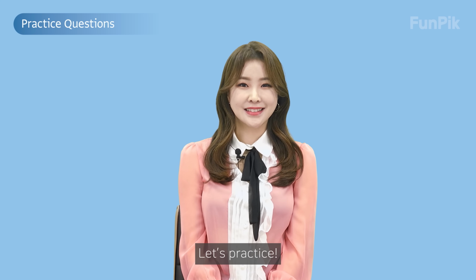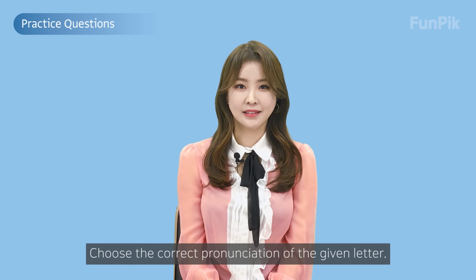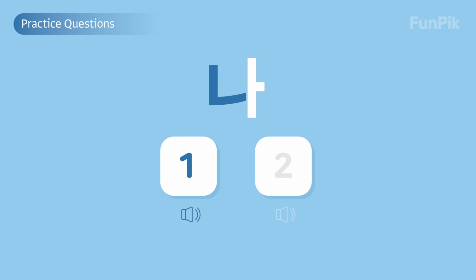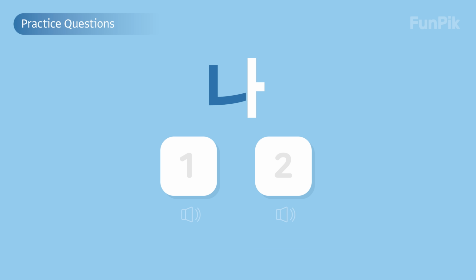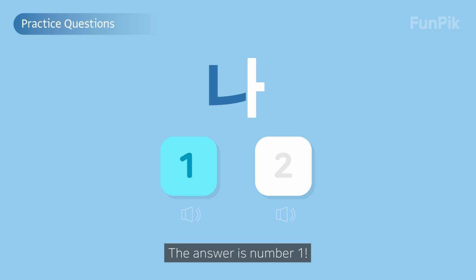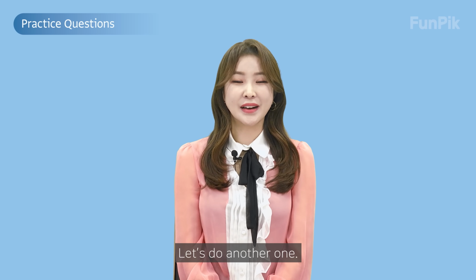Let's practice. Choose the correct pronunciation of the given letter. Number 1, 나. Number 2, 마. Can you guess the answer? 정답은 1번. The answer is number 1. 나. 여러분, 정답 맞췄나요? Let's do another one.